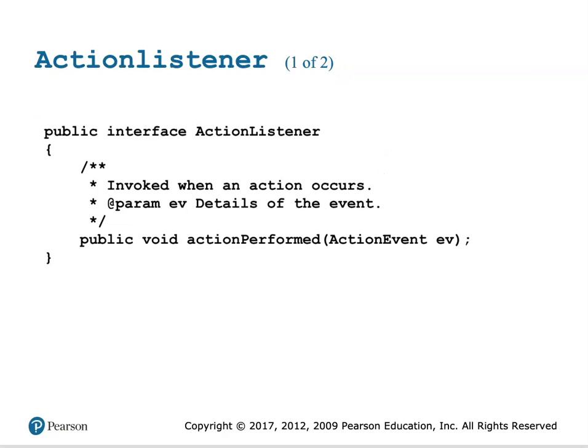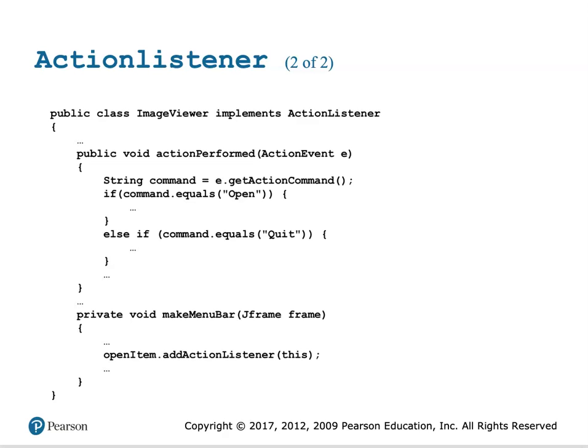So what does it look like? The interface action listener has a public void method called action performed, which will take the action event. And so, for instance, our image viewer implements action listener, public void action performed, action event. We traditionally named events e. And then, because this is the centralized model, ask that action event to get the command. If the command was open, then we do something for open. Else, if the command was quit, do something for quit.